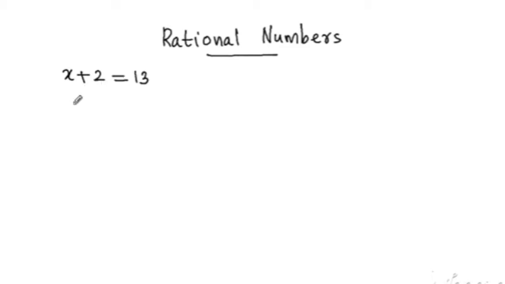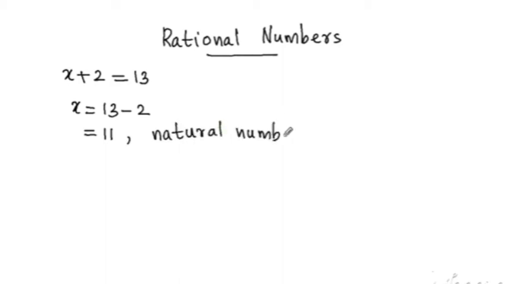Consider the equation x plus 2 equal to 13. So x will be equal to 13 minus 2, which is equal to 11, and we know that 11 is a natural number. So as you studied before, natural numbers include 1, 2, 3, etc.